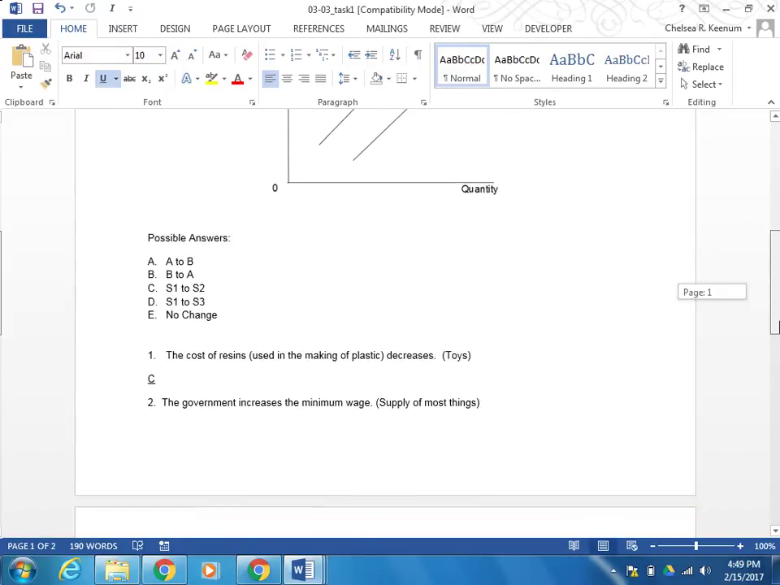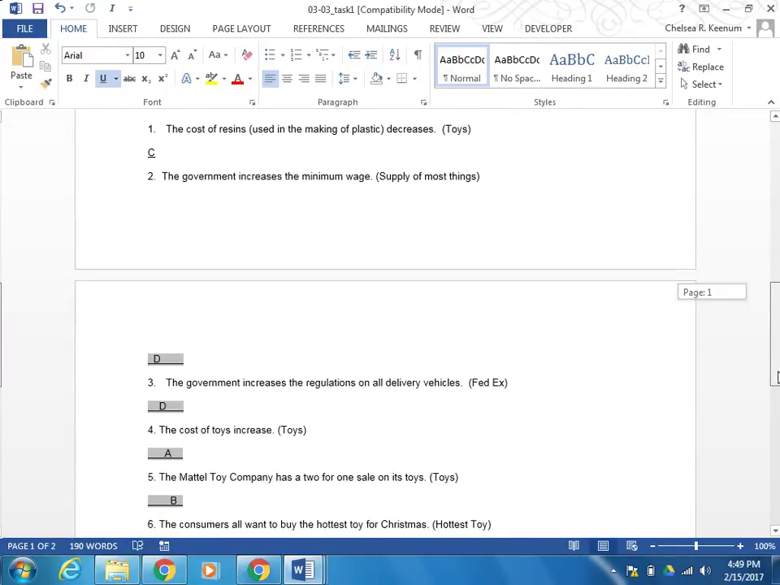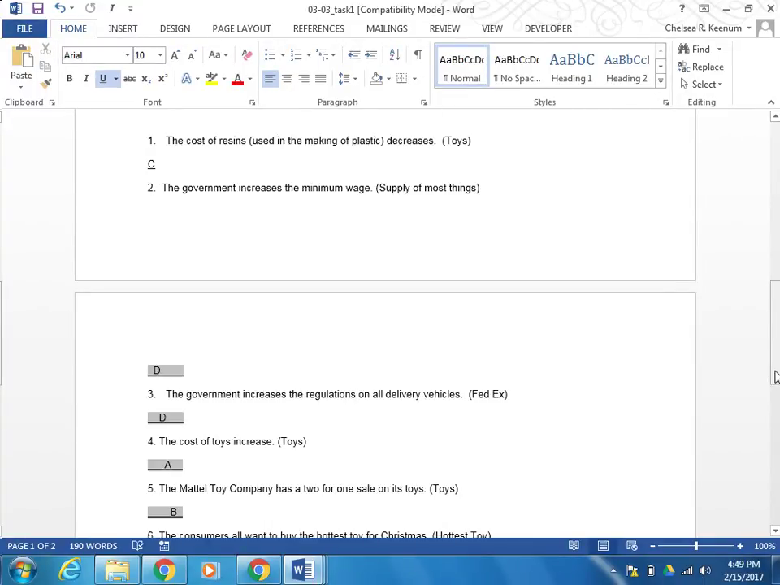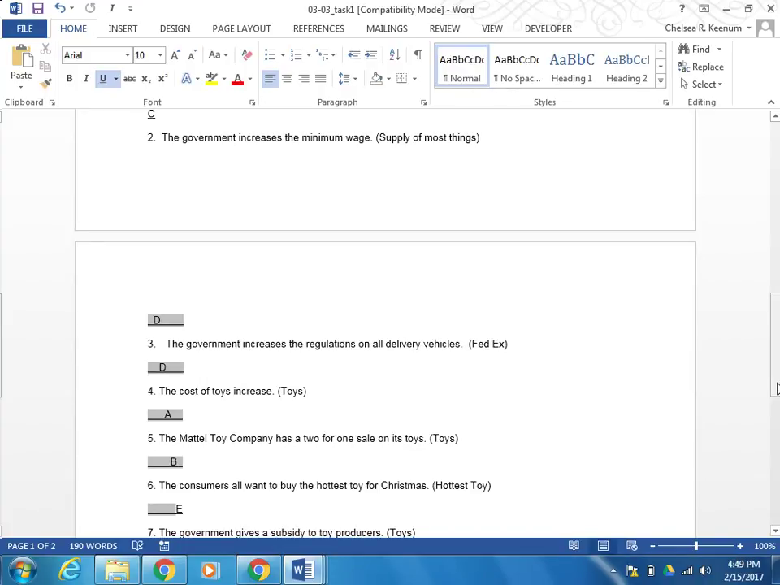Okay, number 8, the government places a plastic tax on all companies who use plastic. What's going to happen to toys? Supply is going to decrease. More government regulation. Okay, government increases taxes on a business, so now it's more expensive to get plastic, so we're not going to be able to make as many toys.